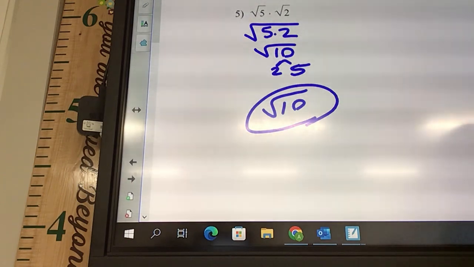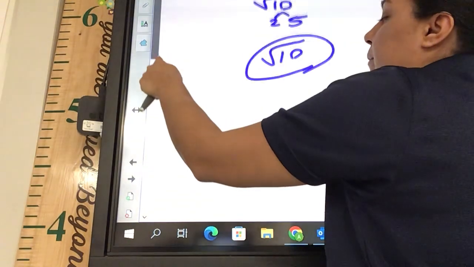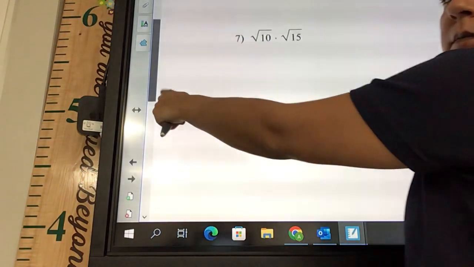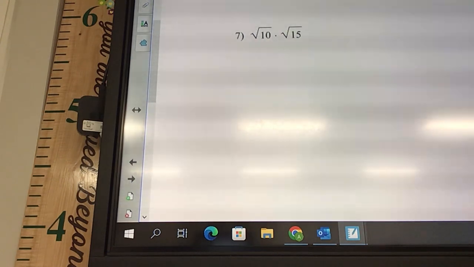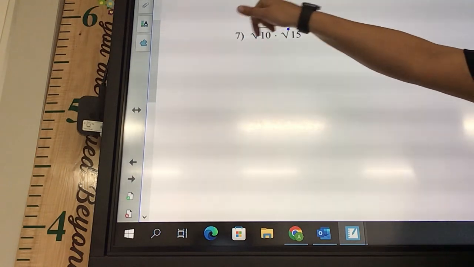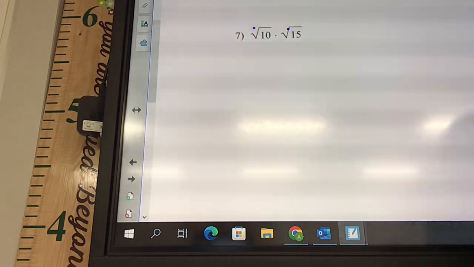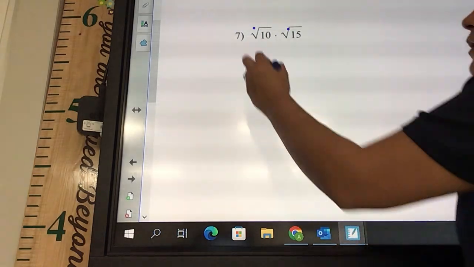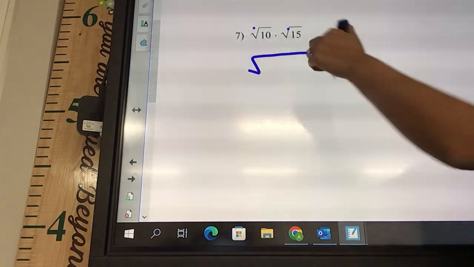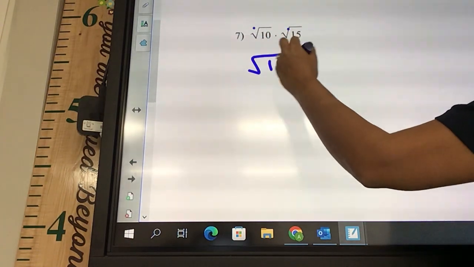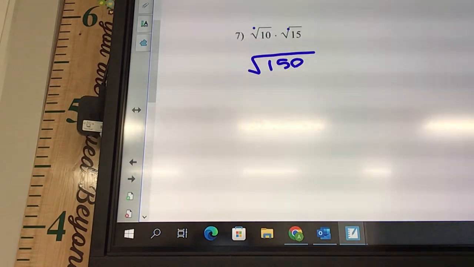Look at 7. Are our indexes the same? What's the index? The outside number, which is 2. There's nothing there. We're talking about this little baby number right here and right here. There's nothing there, so it's a 2. So we can multiply the insides together. What is 10 times 15? 150. Rather than writing it out, you can just write the 150 there and save yourself a step.